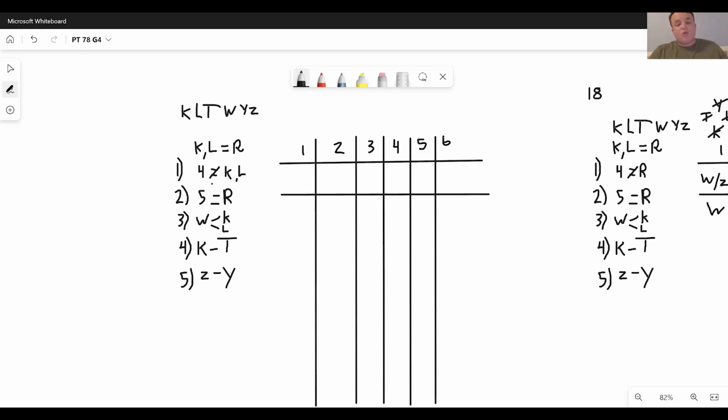So we know rule 4 says that K must be before T. So we have K before T, and we know Z must be before Y according to rule 5. Any questions on the diagramming of the rules? Sorry, go ahead. Sure, I have a question on 4 and 5.